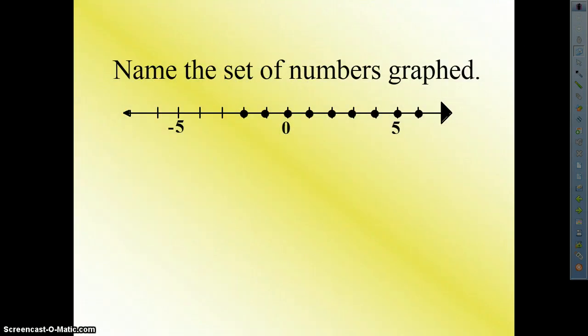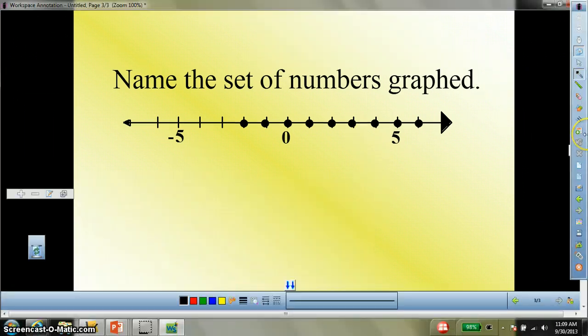We want to name the set of numbers that are graphed here. If we look at the marks on our graph, we can see that 0 is marked, and each integer to the right of 0 is marked. This dark arrow, instead of the smaller arrow like on this end, this bigger arrow means that we're going to continue in that same pattern all the way through to infinity. Our dots start at -1, -2.